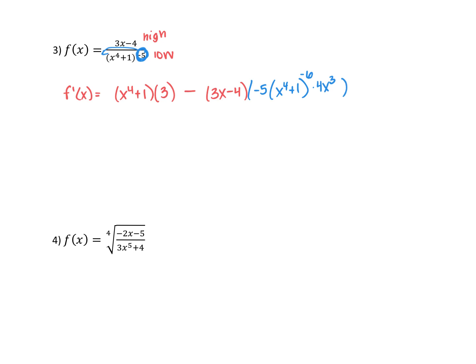So that is your low, d high, minus high, d low, all over my low squared. So x to the fourth plus 1 to the -5th, this whole thing squared. It's totally fine to leave your answer like that, or you can multiply these exponents and make it to the -10th power, but the choice is yours.